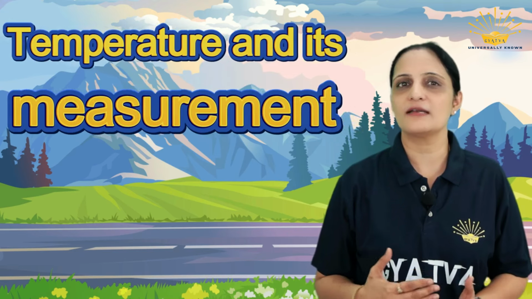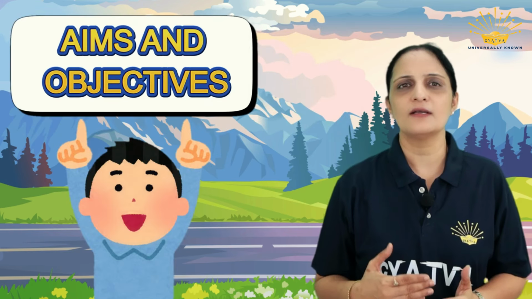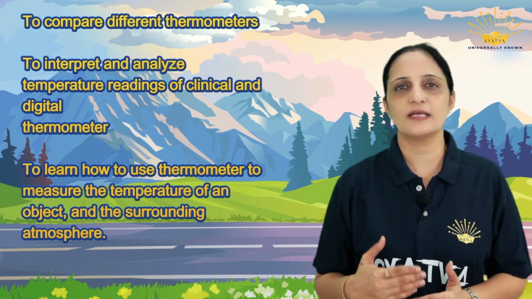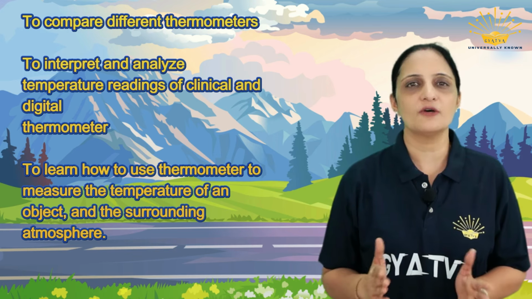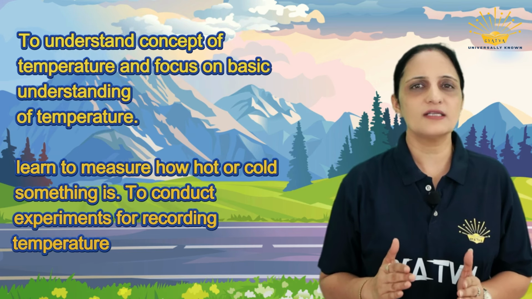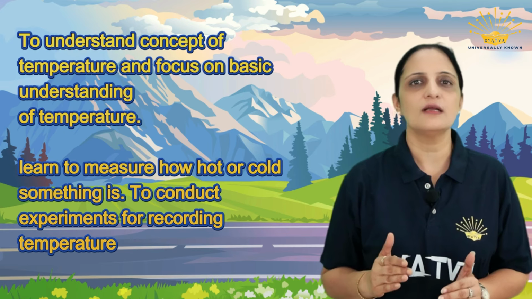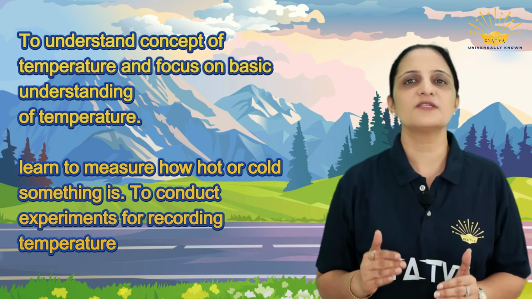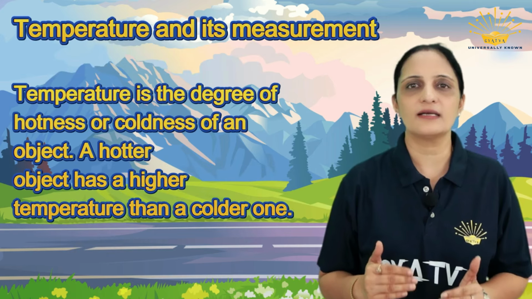Today we are going to start with another interesting chapter of physics, temperature and its measurement. Before starting with the chapter, we'll go through the aims and objectives: to compare different thermometers, to interpret and analyze the temperature readings of the clinical and digital thermometer, to learn how to use a thermometer to measure the temperature of an object and the surrounding atmosphere, to understand the concept of temperature and focus on the basic understanding of temperature, to learn to measure how hot or cold something is, and to conduct experiments for recording the temperature. Before starting with the chapter, let us summarize a few points regarding the chapter.